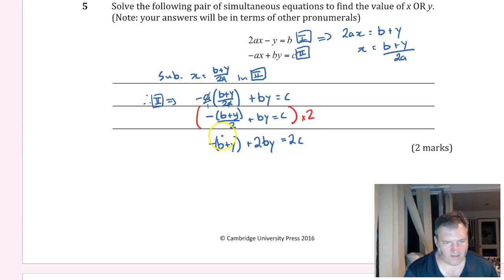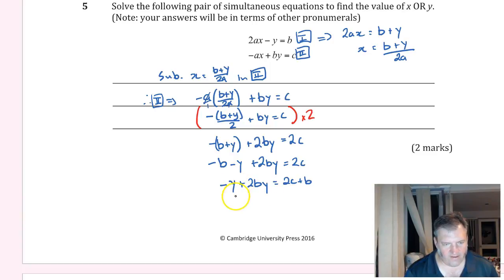Nearly there. I can expand this negative distributive law. Negative b minus y plus 2by equals 2c. What's got the least amount to do with the y? Well, there's a y there and a y there. This one doesn't have anything to do with it. I'm going to add b to each side. Negative y plus 2b times y equals 2c plus b.